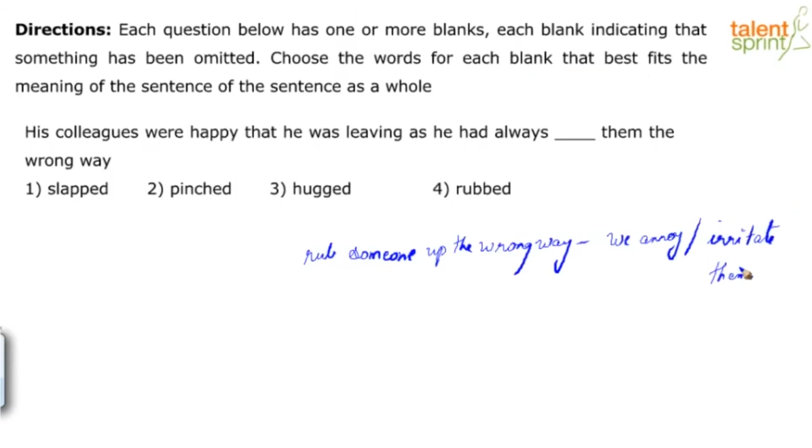So usually the person who's doing this is not very aware that they are doing this. So in the context, his colleagues were happy that he was leaving. Why? Because this person probably is very annoying, is very irritating, right? So he had always rubbed them the wrong way. If you are familiar with this phrase, you will choose the right option from the given options. Not pinched, not slapped, not hugged. None of those options are giving us the meaning that the context requires. And like I said, the right phrase is rubbing someone up the wrong way, which means you're annoying them or you're irritating them.